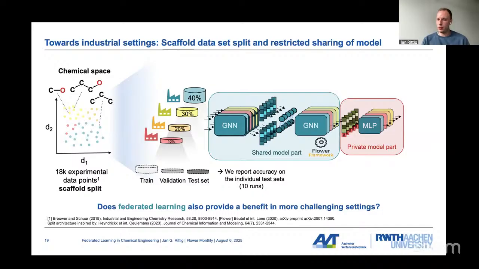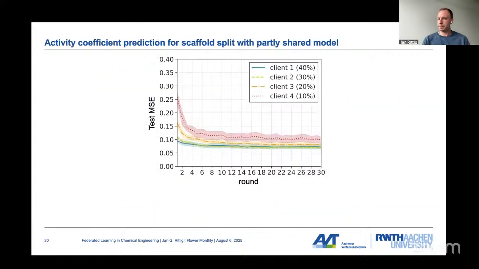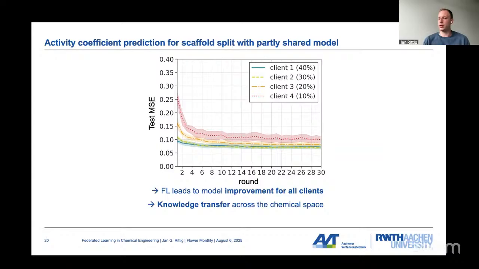So the question that we were interested in here is, does federated learning also provide a benefit in these more challenging settings? And here we can see the prediction error. So again, the test mean squared error over the number of communication rounds for the individual clients. And the first thing that we can observe here is that federated learning leads to model improvement for all the clients. So we can see a knowledge transfer across the chemical space.